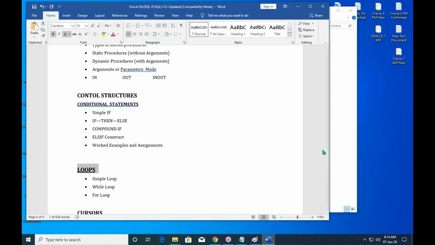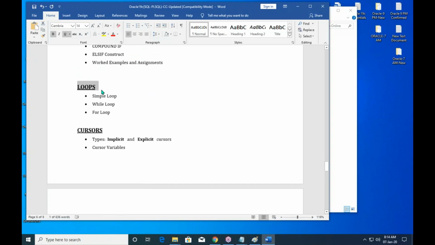Yes, sure, definitely. For each and every one, I will explain practically. The reason I opened this document is so you understand what concepts I am covering. Each and every point we will discuss practically. Don't worry. Okay. Loops, case, conditional statements, that is control structures.